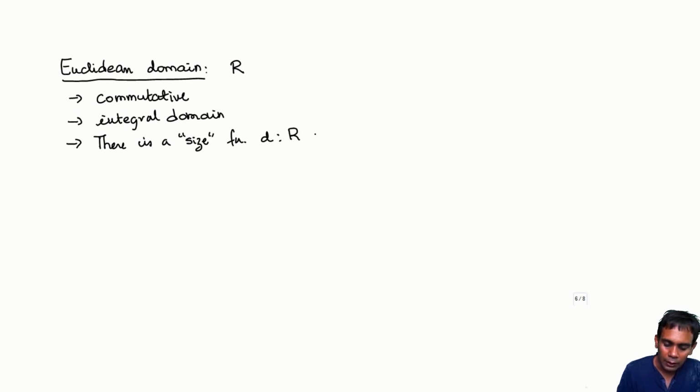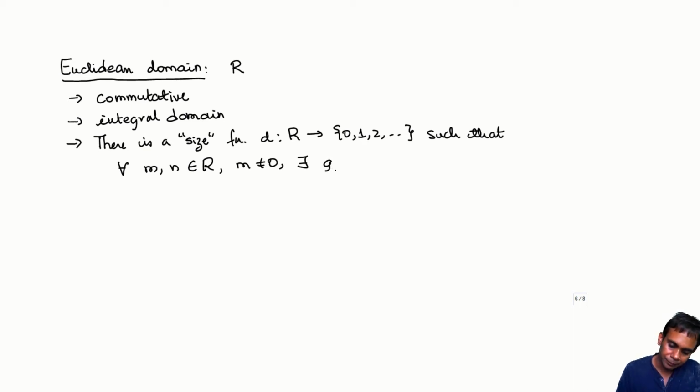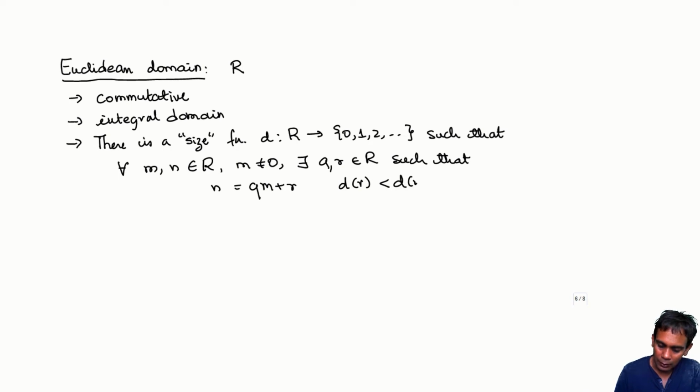d from R to the non-negative integers such that for all m, n in R with m not equal to 0, there exist q and r in R such that n is equal to qm plus r, where the size of r is less than the size of m, or r is equal to 0.